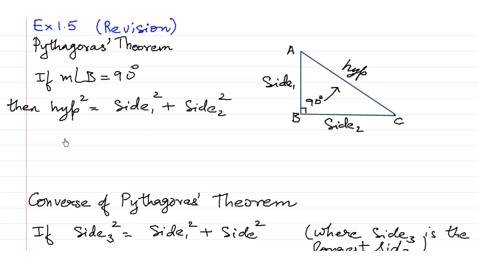In other words, in this particular triangle, we can say that AC square is equal to AB square plus BC square. Always remember that hypotenuse square will be on the left hand side, and the square of the other two sides would be on the right hand side. So this is the Pythagoras theorem.